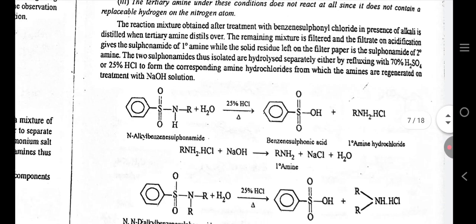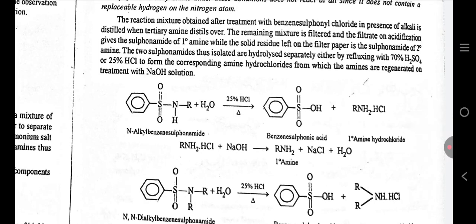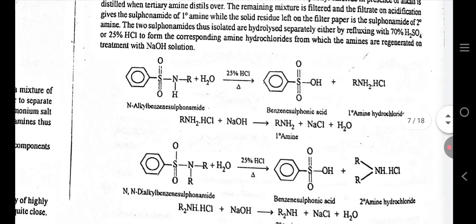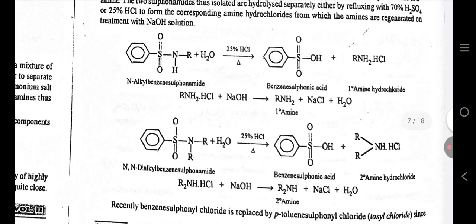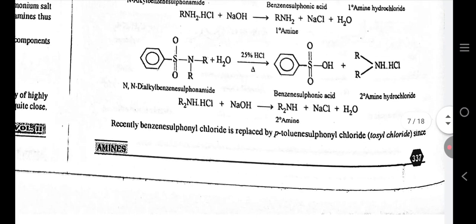The reaction mixture obtained after treatment with benzene sulfonyl chloride in presence of alkali is distilled, when the tertiary amine distills over. The remaining mixture is filtered, and the filtrate on acidification gives the sulfonamide of primary amine, while the solid residue left on the filter paper is the sulfonamide of secondary amine. The two sulfonamides thus isolated are hydrolyzed separately, either by refluxing with 70% H2SO4 or 25% HCl, to form the corresponding amine hydrochlorides, from which the amines are regenerated on treatment with NaOH solution.